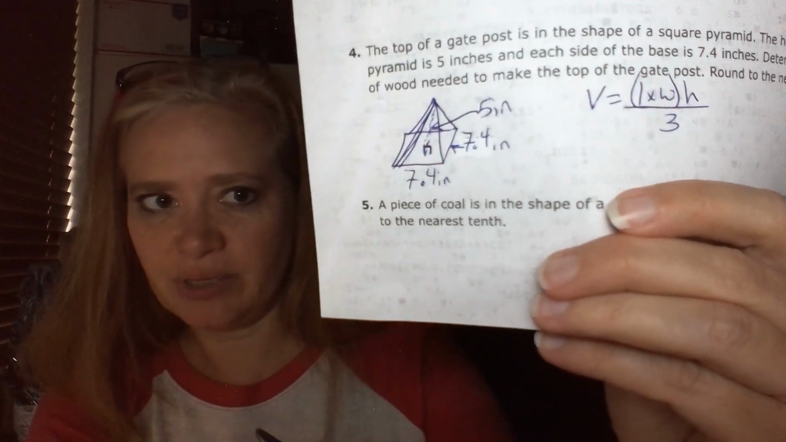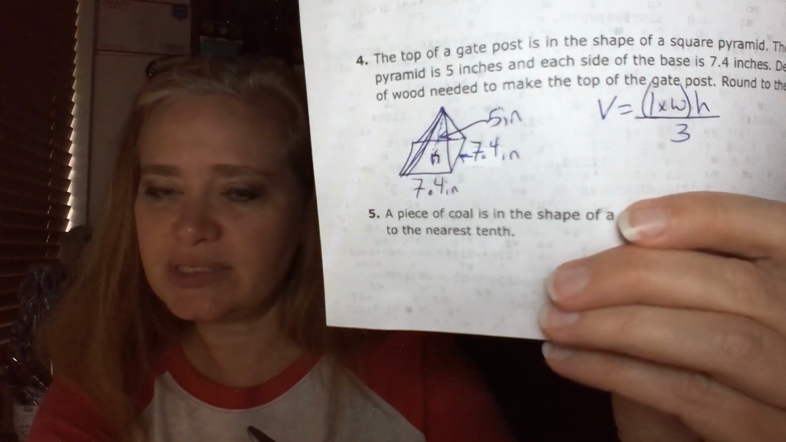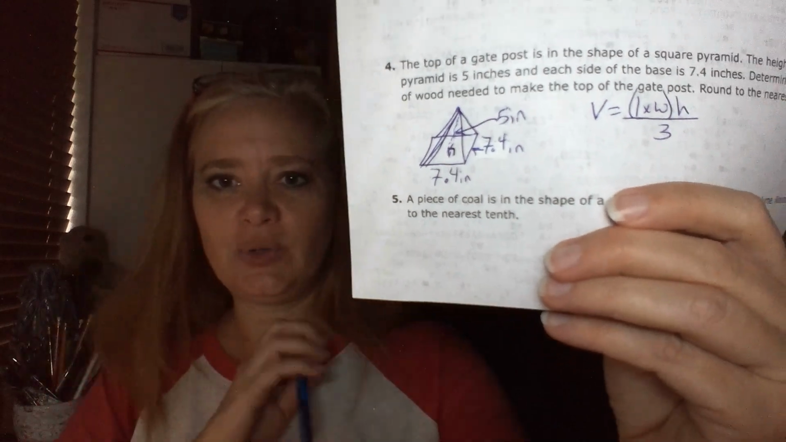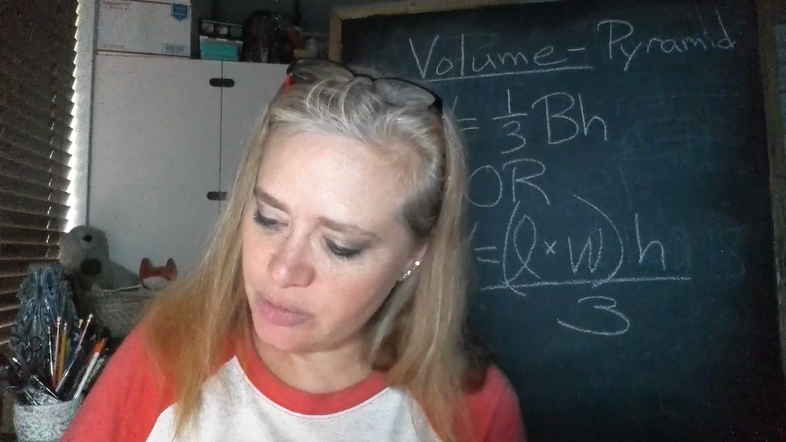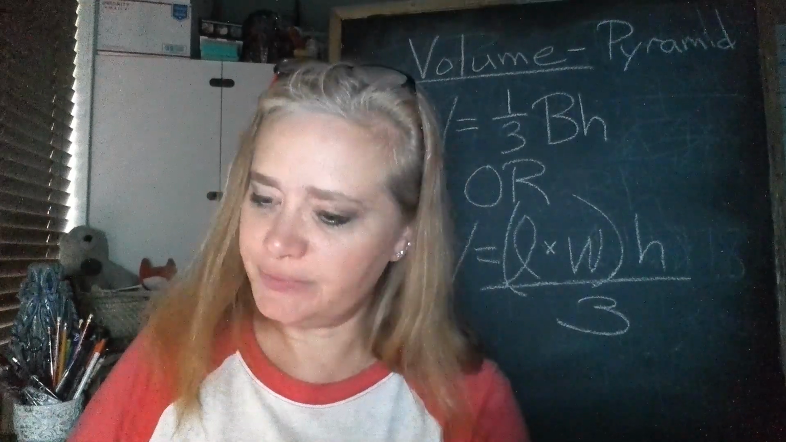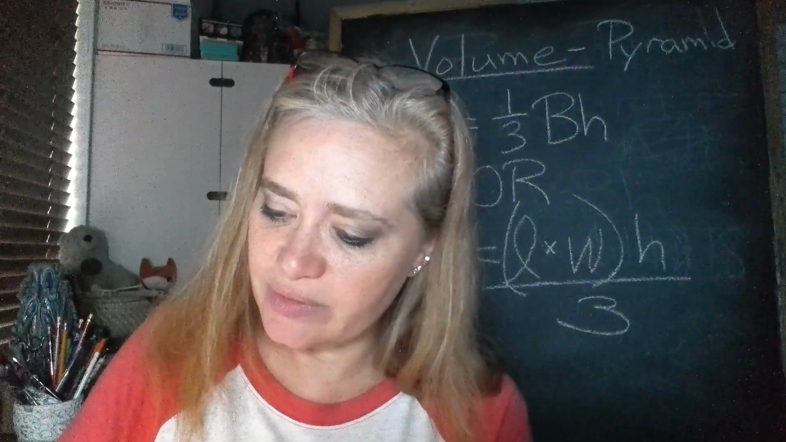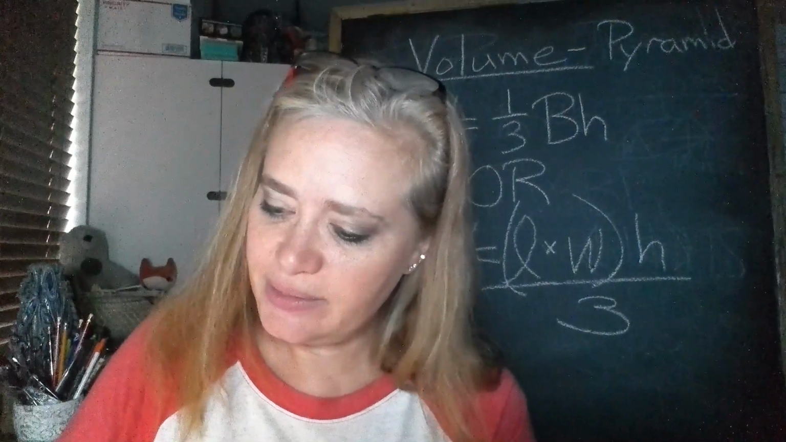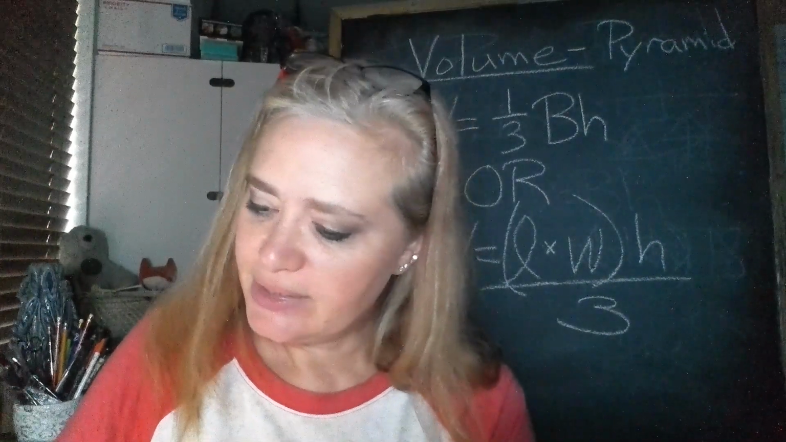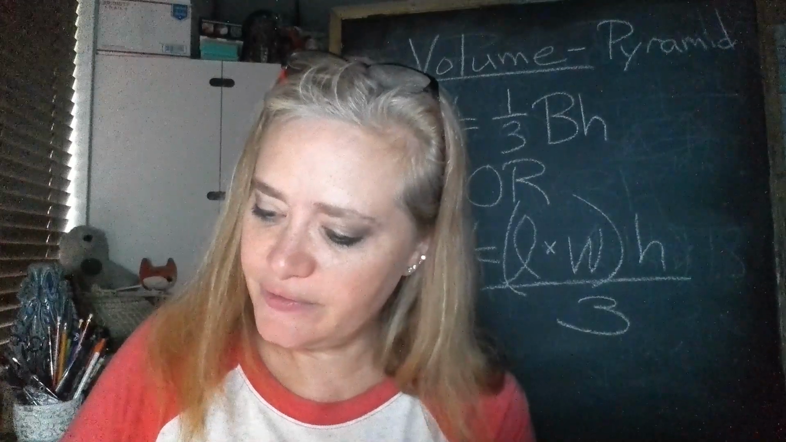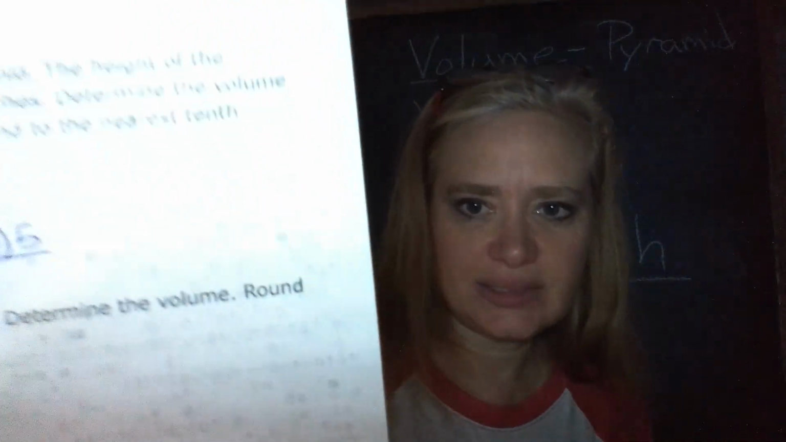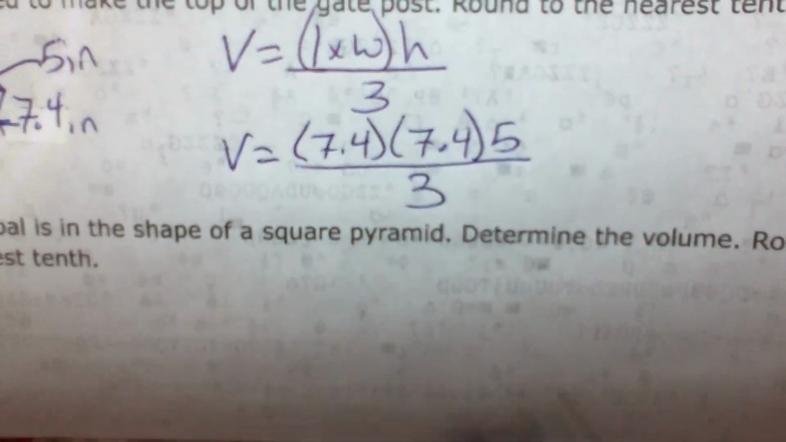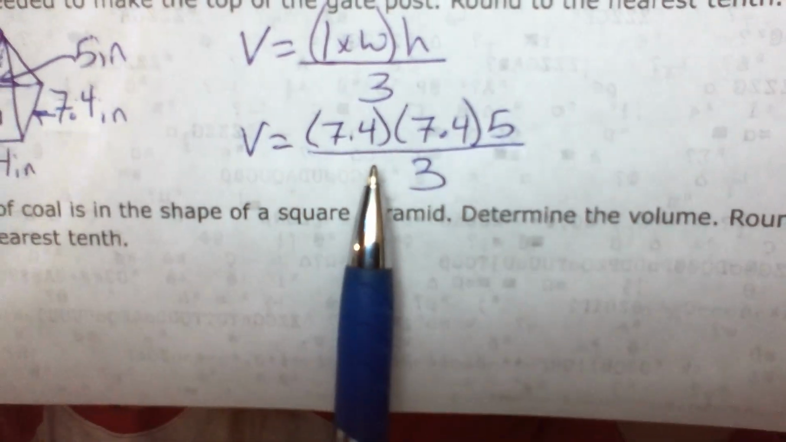Write down your formula. Volume equals length times width times height. And then we're going to divide the whole thing by 3. All right. So let's show Miss Reynolds our mathy stuff. And we're going to do 7.4 times 7.4 times 5. And we're going to divide that by 3. So I'm looking at, whoops, let's get on this side. There we go. So I'm looking at my beautiful formula written down.